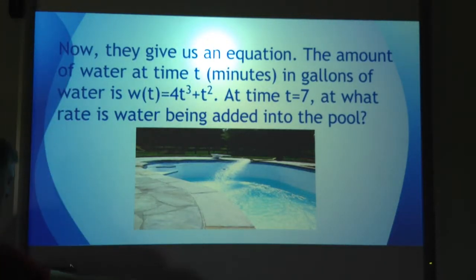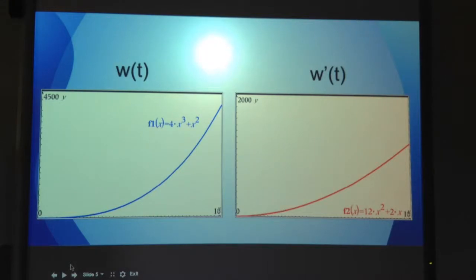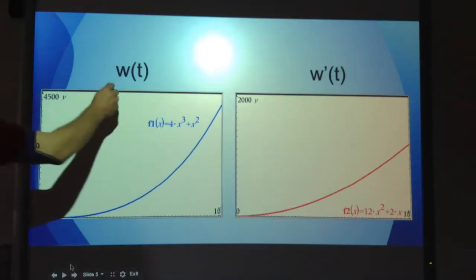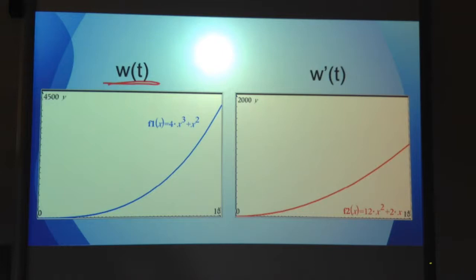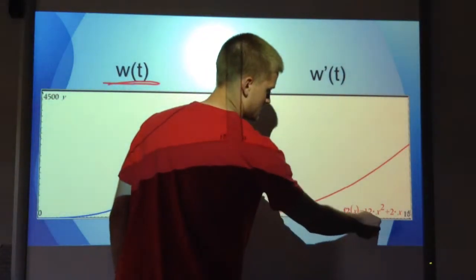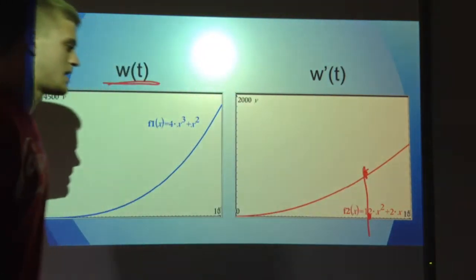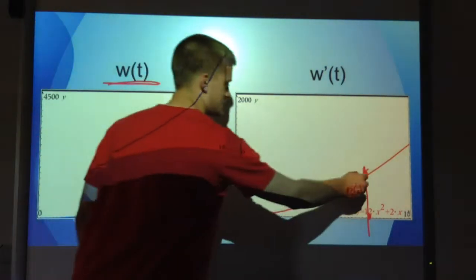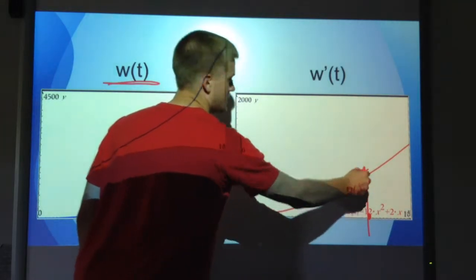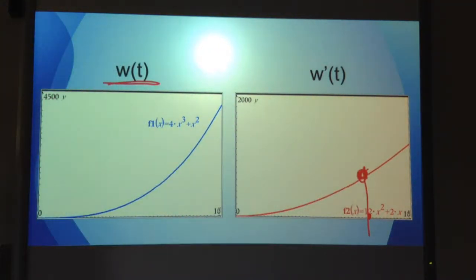Yeah, right. So here are our graphs. So this is W of t, which means that this is our original one. So this is how much water is in the pool, or how much is in there at a given time. So this is your position. Then this is your velocity. So what you're going to do is you find 7, you go up, you draw the line at 7, and that point will equal 602.